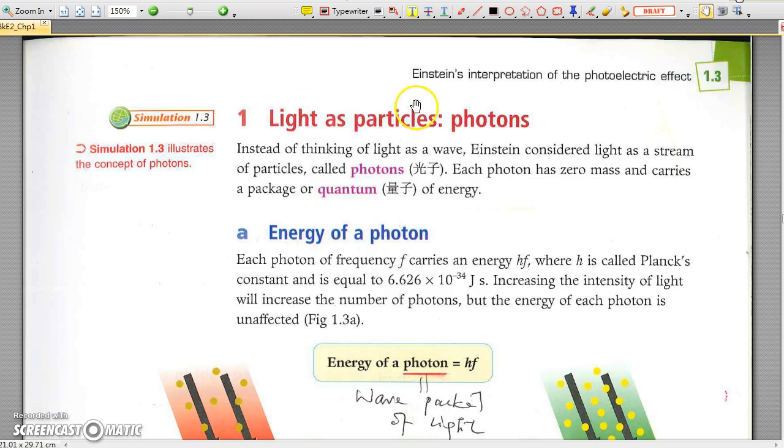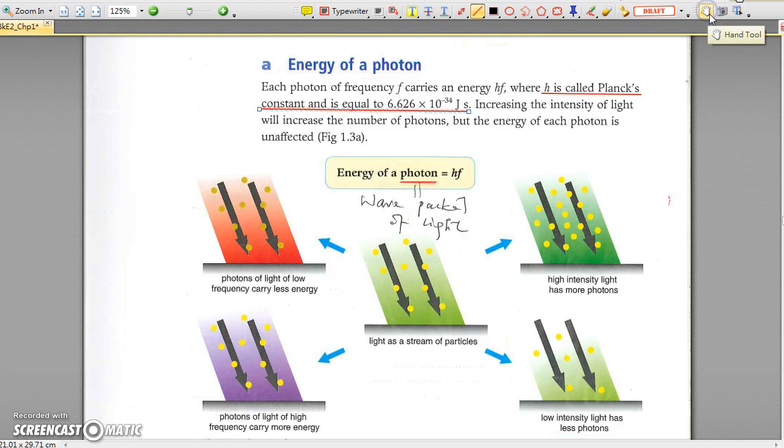First of all, the light particles have a name, photons. So a photon is basically a packet of light energy, or a quantum of light energy. The energy of a photon is given by hf, where h is called Planck's constant, and that is equal to this number. The unit is joule second. You know the unit of frequency is hertz, which is per second. So multiplying with Planck's constant, you get the unit joule.